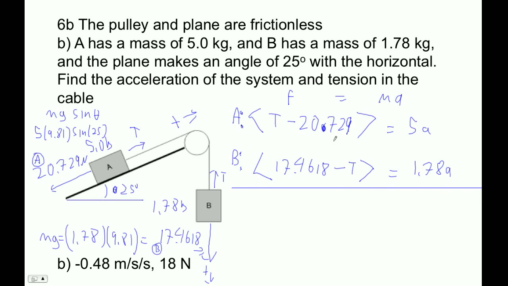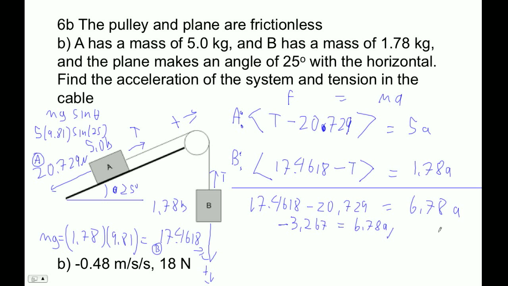We're going to add these guys together. And lo and behold, we're actually going to get a negative number on this side. Okay, so we have alpha B is this thing, 17.4618, right? Minus 20.729, right? That's going to equal 6.78A, right? So we just add these guys together, right? Okay, so that guy minus, and I've got negative 3.267 equals 6.78A, right? So now I'm just going to divide by 6.78.